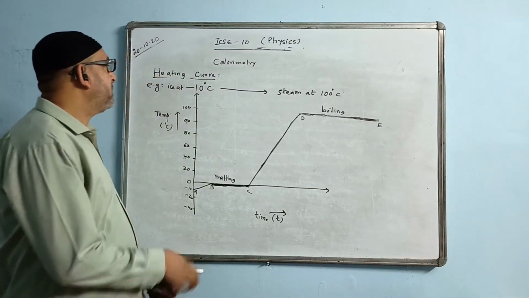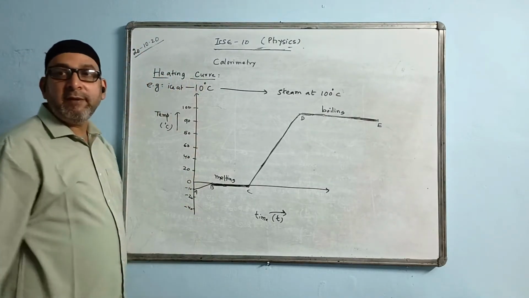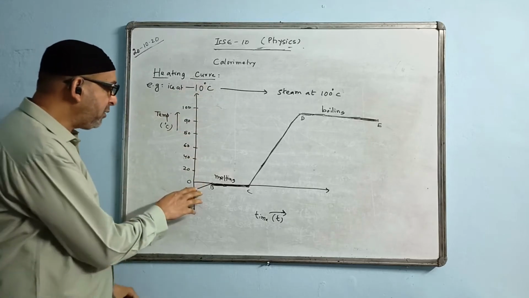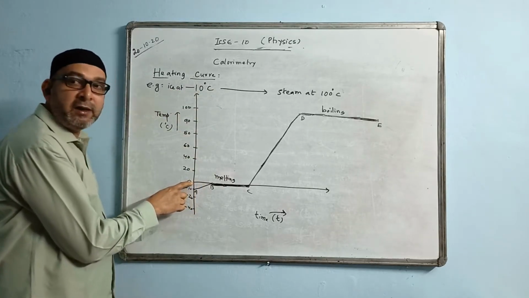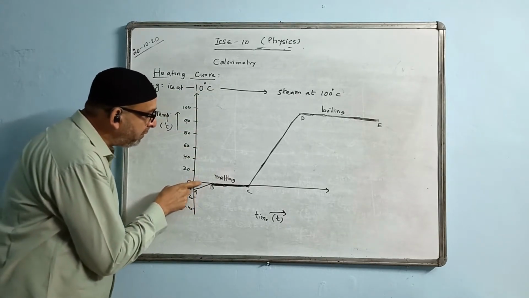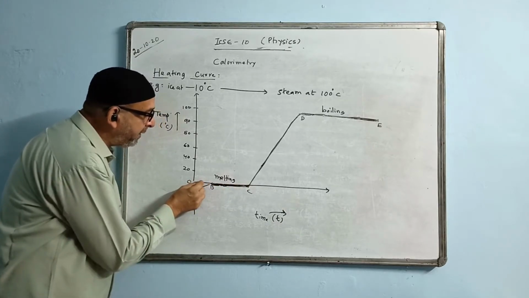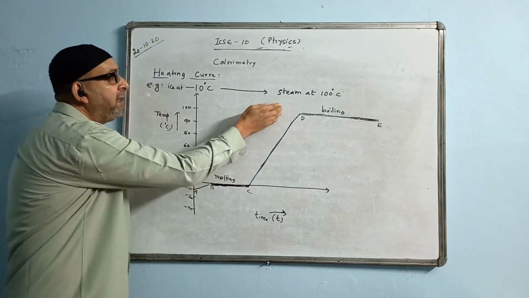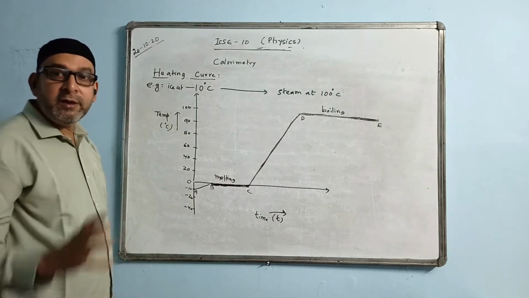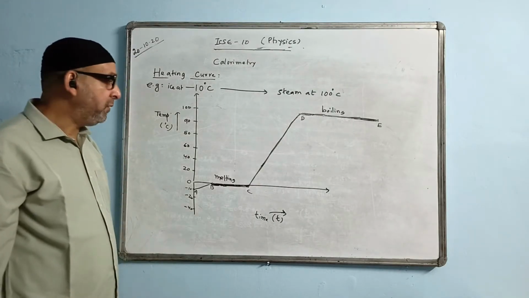Sometimes the question comes like this: ice at 0 degrees Celsius is given and you want to convert it into steam. The ice is already at 0, so once you start heating, at first it will start melting like this. This region will come here in the beginning, and then the temperature will rise and it will go like that. Depending upon the question.